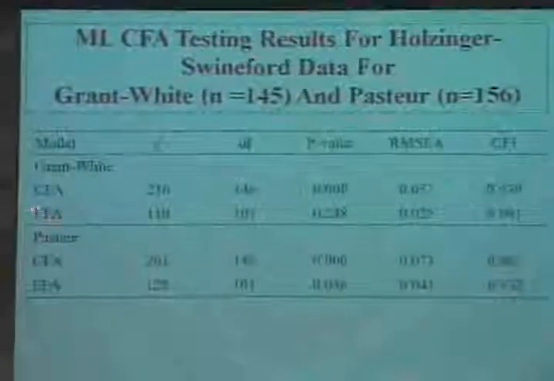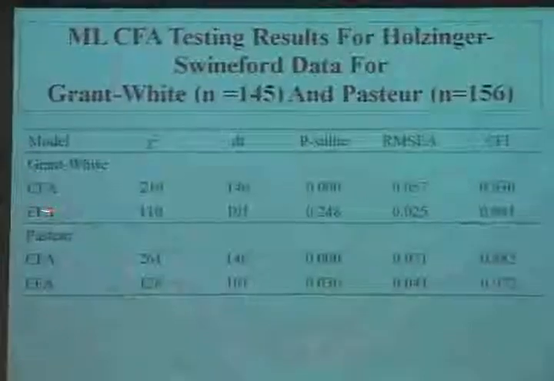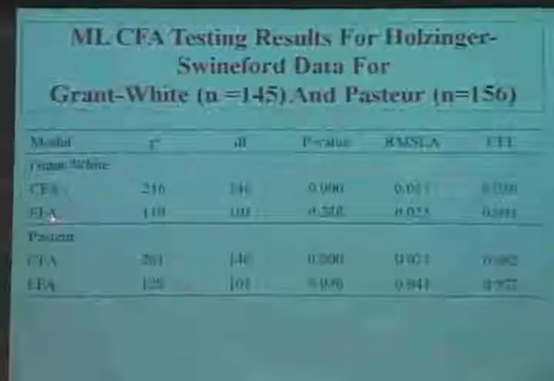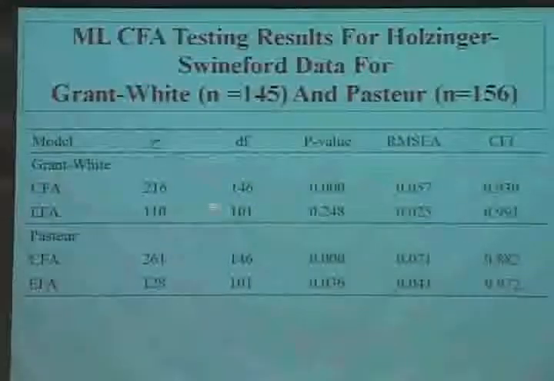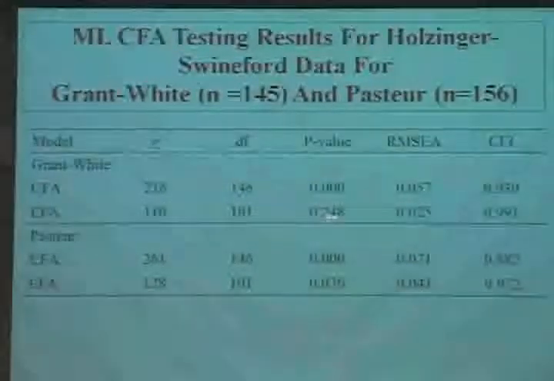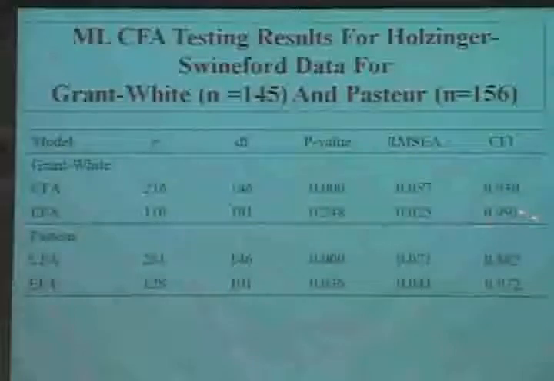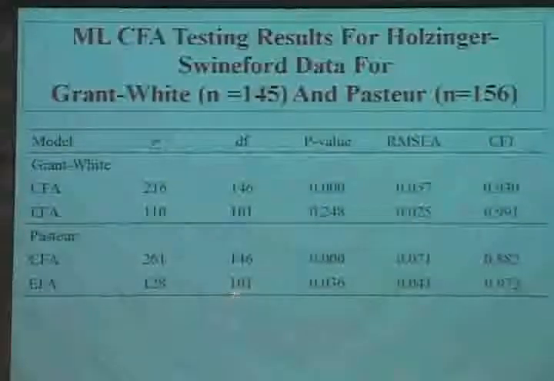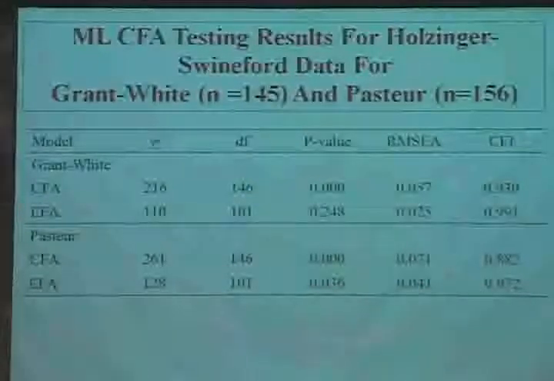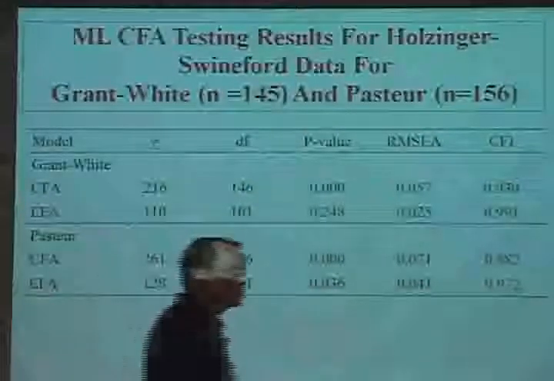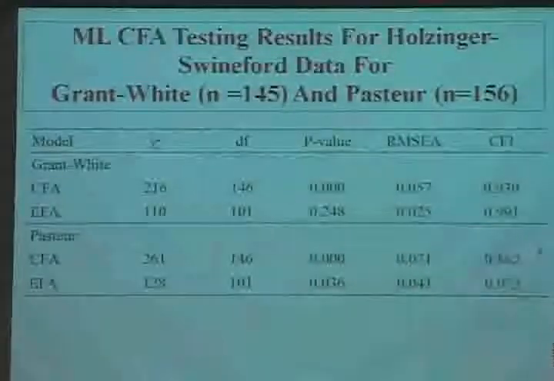On the other hand, an exploratory factor analysis, saying only that we have 4 factors, but not saying where the loadings are small or big, seems to fit pretty well. P-value 0.248, good RMSEA, good CFI. Same thing for Pasteur, not as good, but still quite acceptable. So we are right that there are 4 factors.